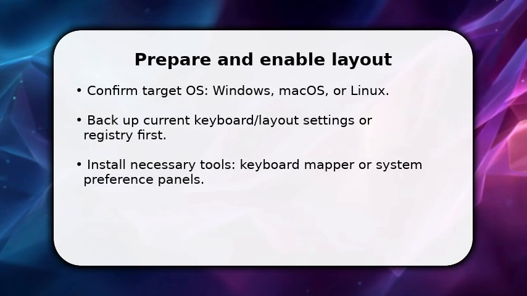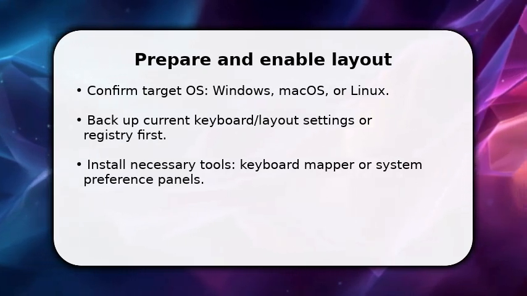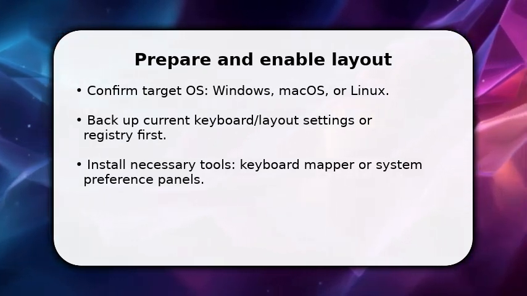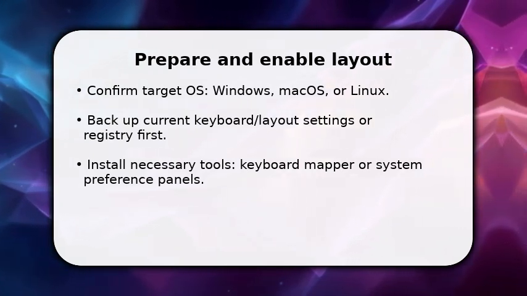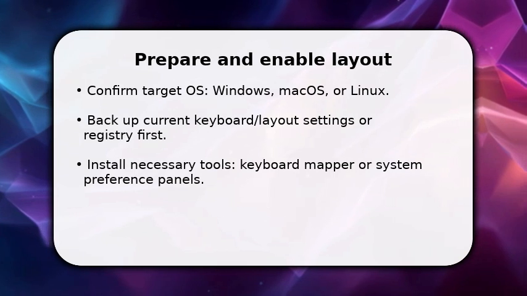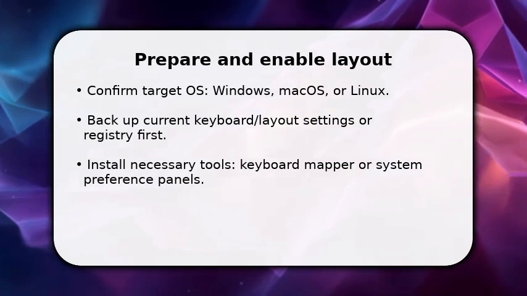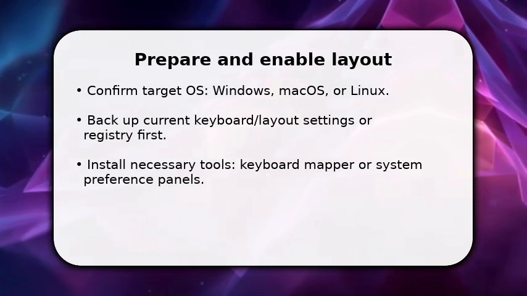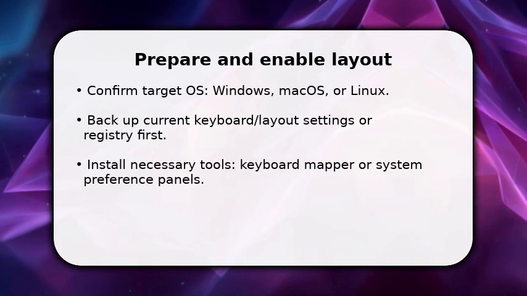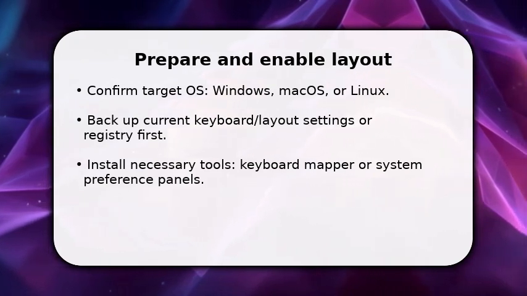You start by confirming your operating system and installing the minimal tools you need. For Windows, use Microsoft PowerToys or a registry-based mapper. For Mac OS, get a key remapper like Karabiner-Elements. For Linux, prepare Xmodmap. Once done, back up existing layouts or export the registry so you can restore quickly.